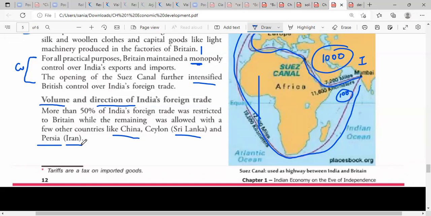Coming to volume and direction, 50% of India's foreign trade was restricted to Britain, and for the remaining 20-30% they were only allowed to trade with three countries. First is China, second is Sri Lanka, and third is Iran. Clear? So you'll write hashtag volume and direction of India's foreign trade. Then write that more than 50% was with Britain, and the rest was with these three countries.